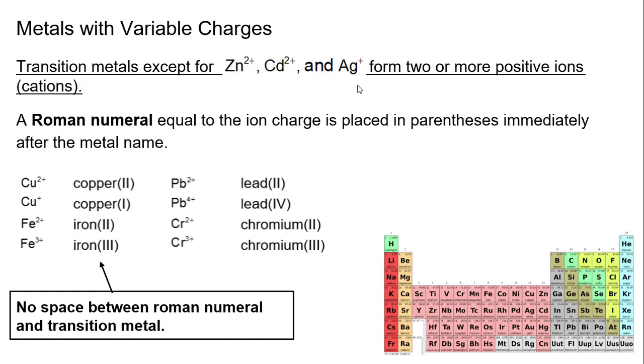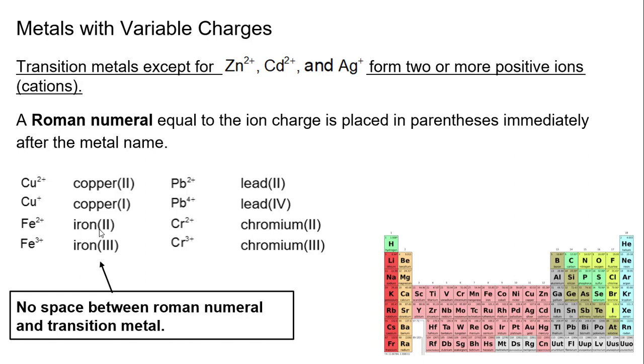Okay, so let's get started. First thing I want to point out, we use Roman numerals. There is no space in between. And if you go online, you will see this mistake everywhere. Even though the rule is there is no space between the metal name and the Roman numeral. So don't make the mistakes that other people are doing.